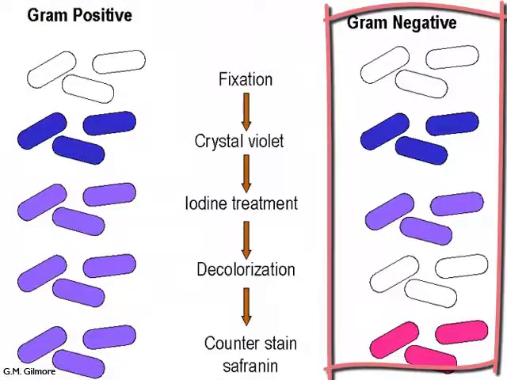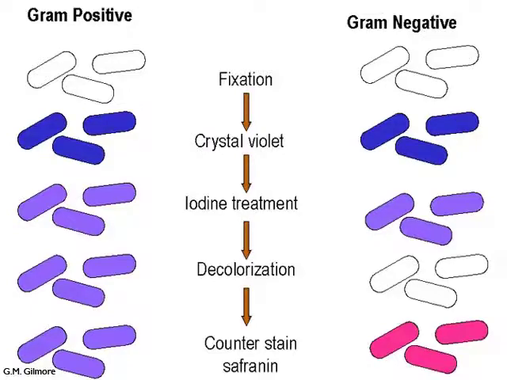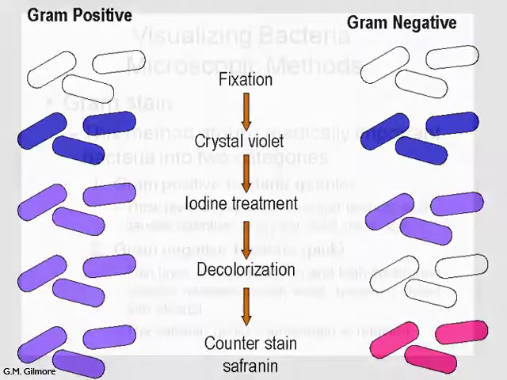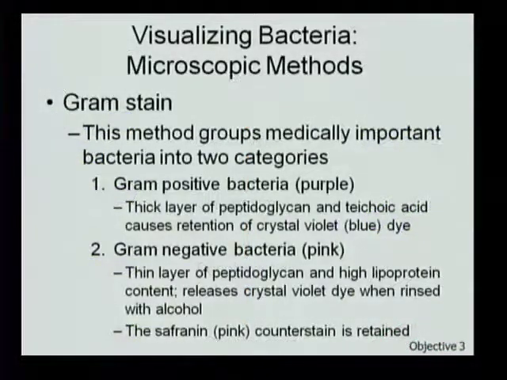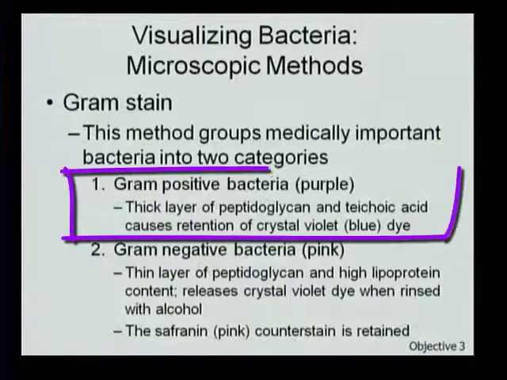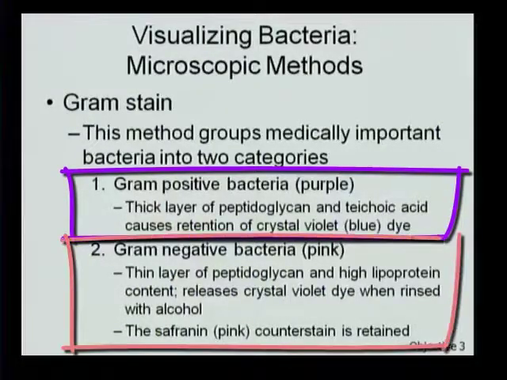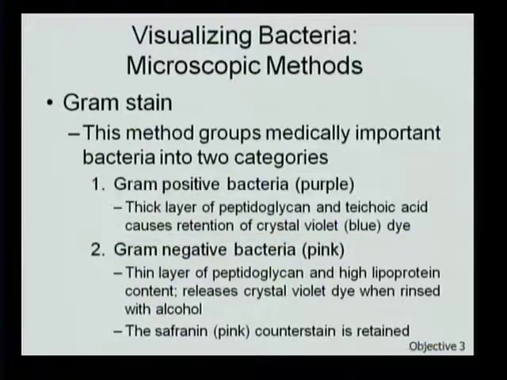So let's look at the rationale behind that Gram stain. When we Gram stain, we're going to come up with either Gram positive bacteria or Gram negative. So we're going to be able to classify them by color and size here.